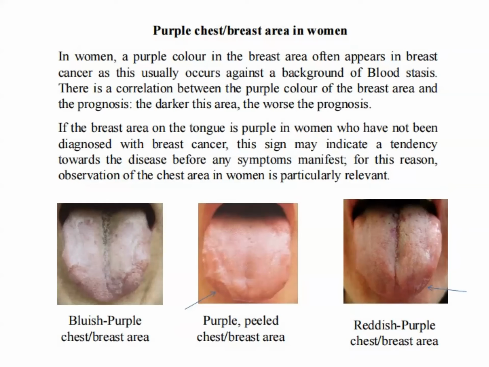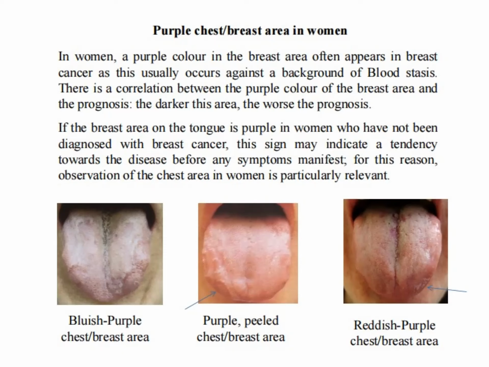So pag darker po yung area, mas worsen po yung prognosis nito. If the breast area on the tongue is purple in women who have not been diagnosed with breast cancer, this sign indicates a tendency towards the disease before a symptom manifests. So pag nakita na po talaga natin yung purple na yon, possible po na mayroon siyang breast cancer. So for this reason, observation of the chest area in women is particularly relevant.